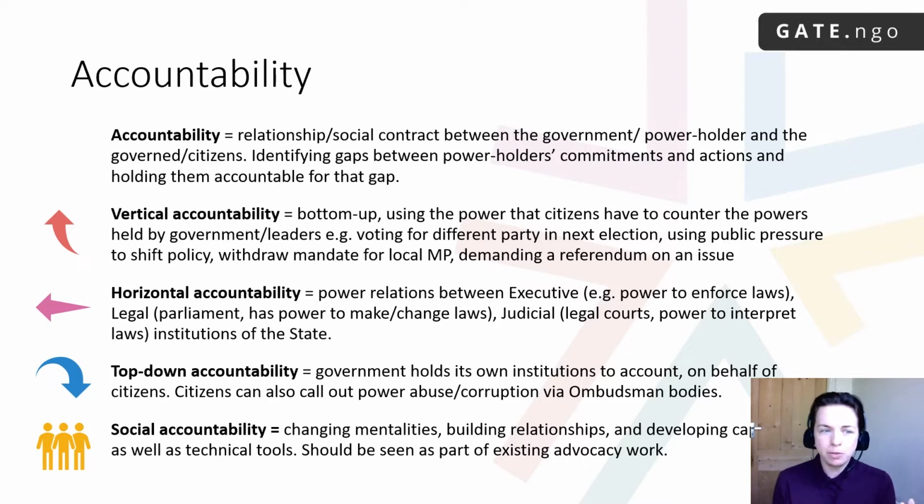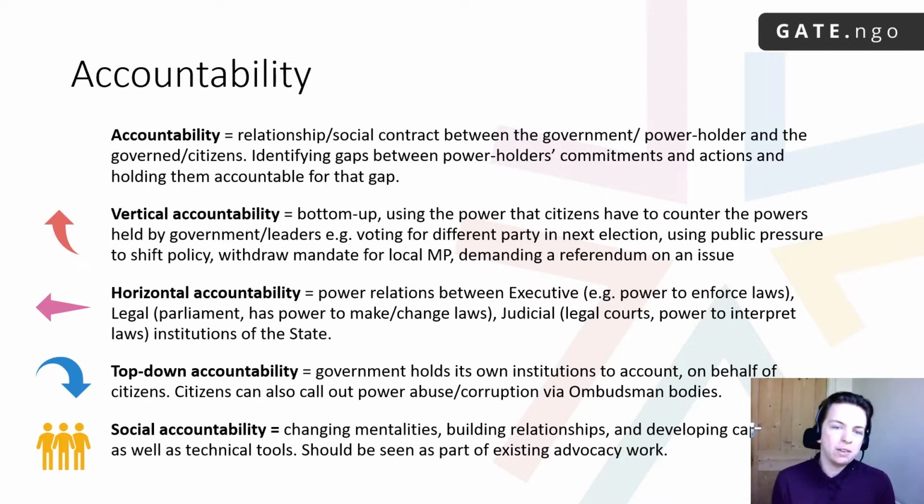You have vertical accountability, which is bottom up, where citizens use the power that they have to counter how government and leaders are using their power. And this can be through voting for a different party, for instance, or using public pressure through petitions or campaigns to shift policies, or trying to withdraw the mandate for a local MP, for instance.